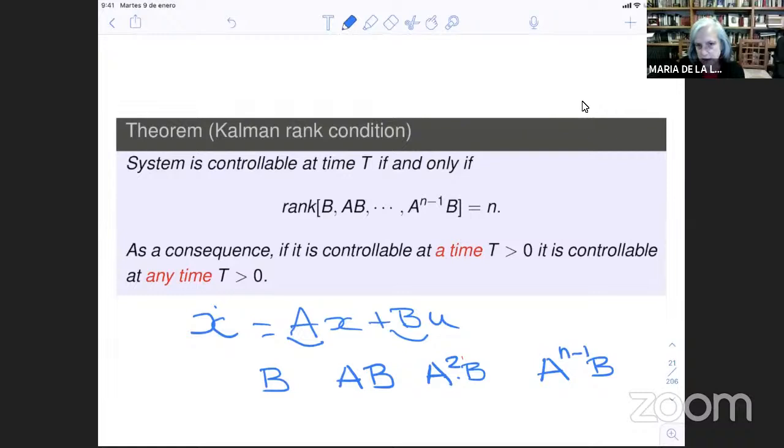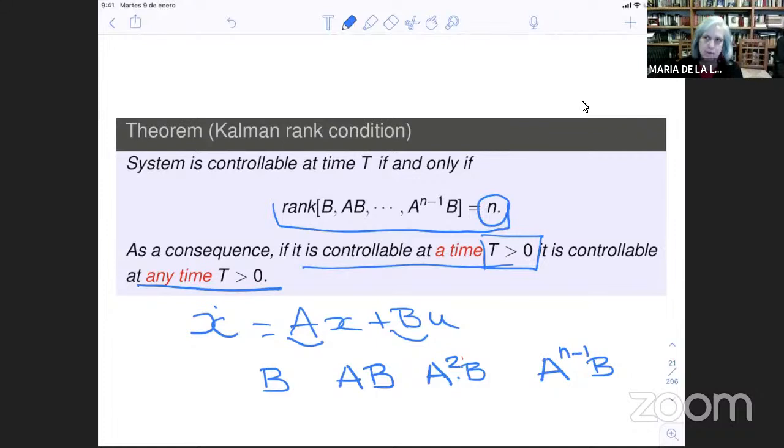Okay, so if this matrix has rank n, that is the maximum rank this matrix can have, okay? So if you have this, then the system is controllable at time t. But in fact, you see that the rank of this matrix, at least in the case of constant matrices, does not depend on t. So if it is controllable at time capital T, it is controllable at any time, okay? So we're going to prove this result.